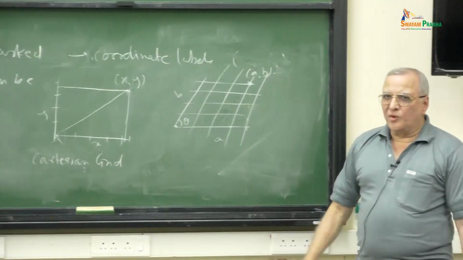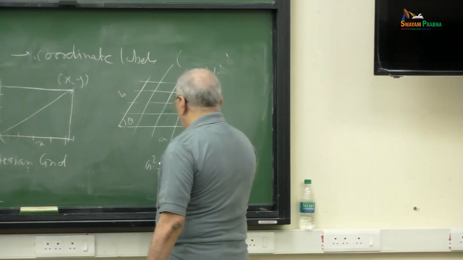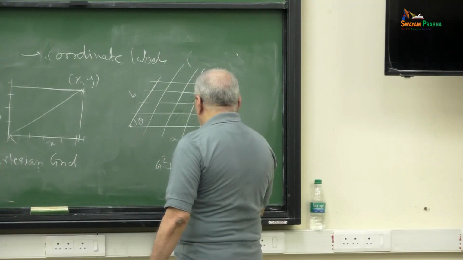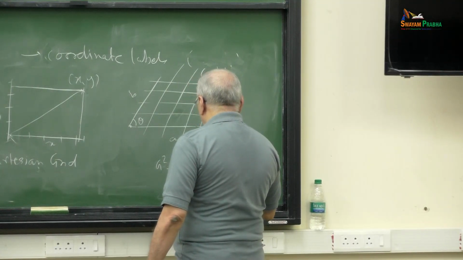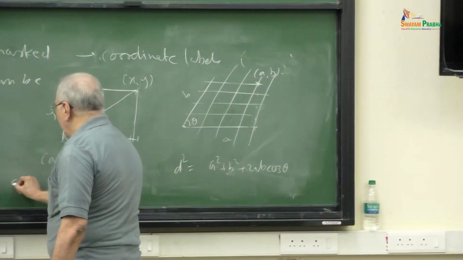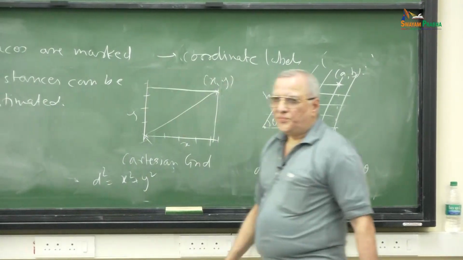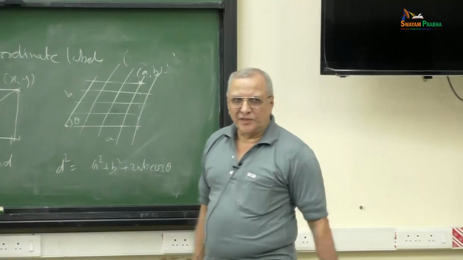In terms of a and b I want to describe, what will I write? The formula will be something like a square plus b square plus 2ab cos theta. Okay, so this is d square, whereas here it will be d square is equal to x square plus y square, right? Very good. It's the same kind of thing that one has.